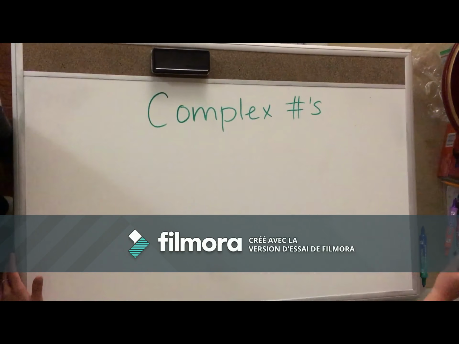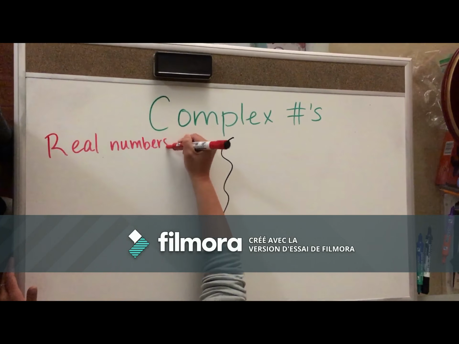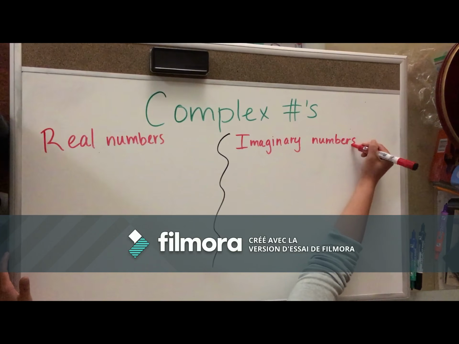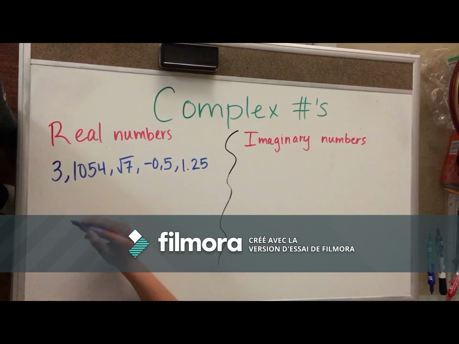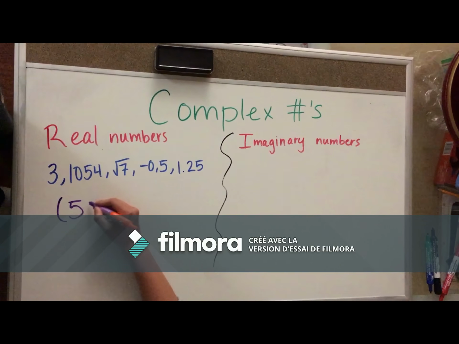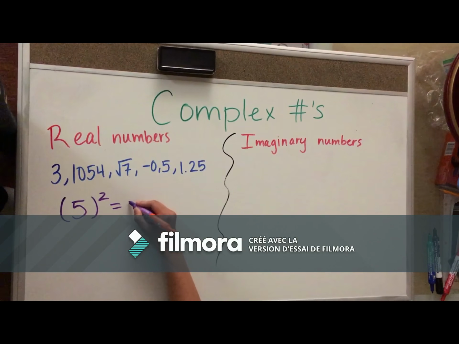Complex numbers are a combination of a real number with an imaginary number. A real number can be defined as being all the numbers we already know, such as 3, 1054, square root of 7, minus 0.5, 1.25, etc. I think that these examples give you a good idea of what a real number is.